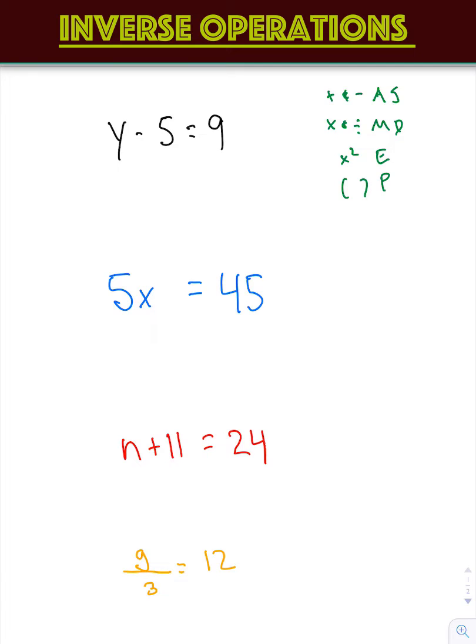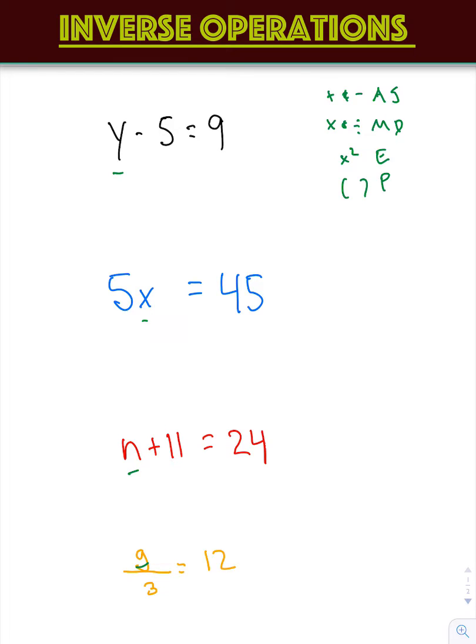And basically, when it comes to algebra involving any variable, a variable is simply a letter or a symbol used to represent a number. So we have y, x, n, and g in this case. We're going to use inverse operations. We're going to do everything exactly backwards, opposite.